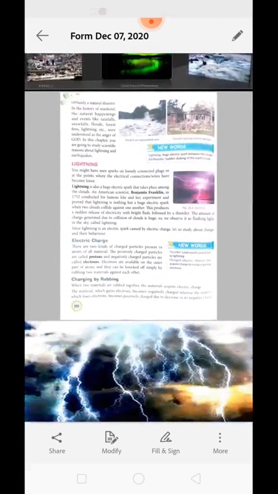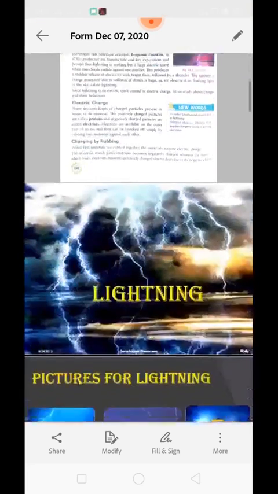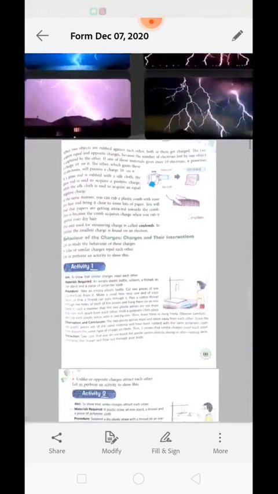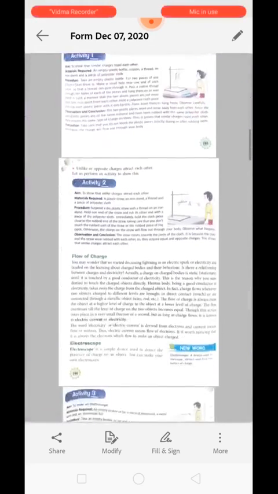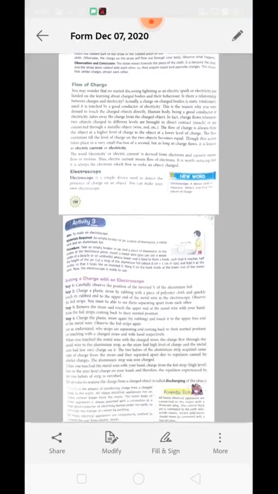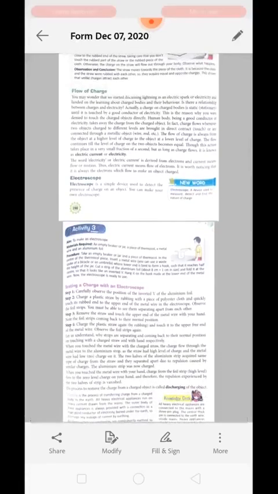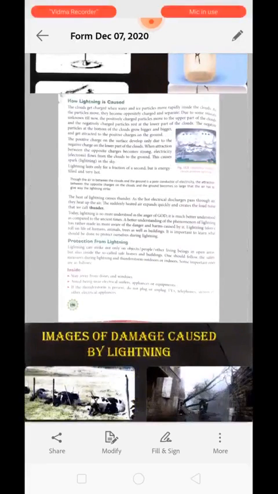Before we discuss lightning, we have to understand what electric charges are and how they are developed. We have also studied an instrument which is used to detect charges, called the electroscope. Today we will discuss how lightning is caused.